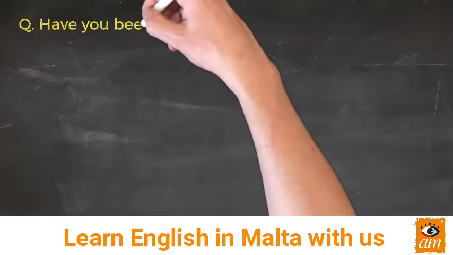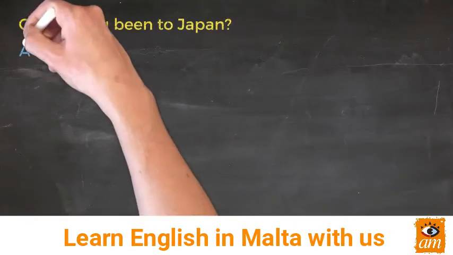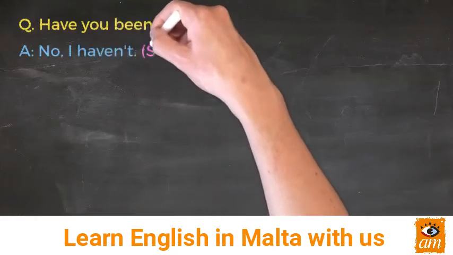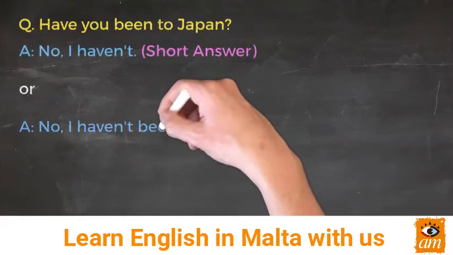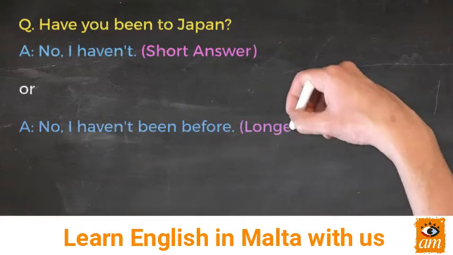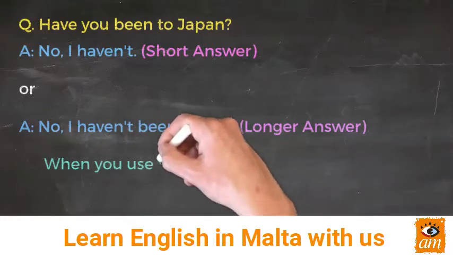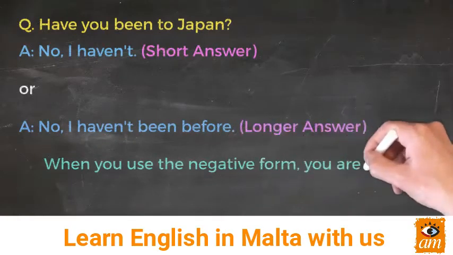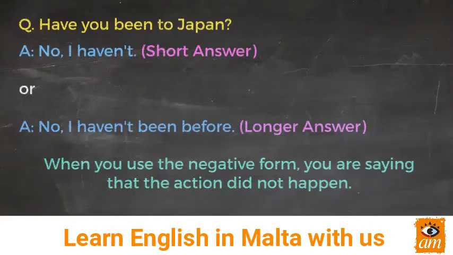Question: have you been to Japan? Now, one answer could be no, I haven't, and that's the short answer. But to give a longer answer, you can say no, I haven't been before. When you use the negative form, you are saying that the action did not happen.